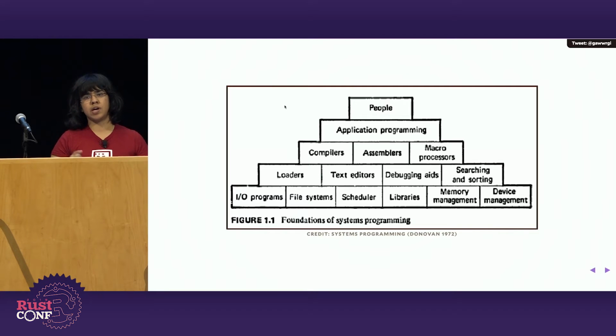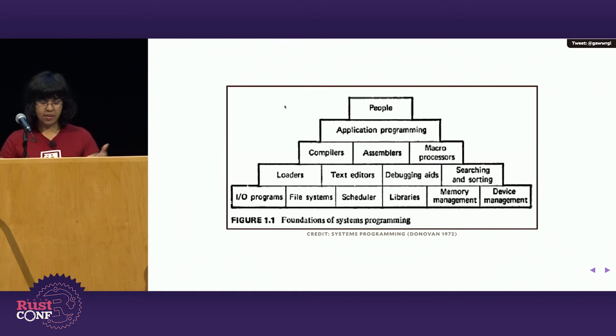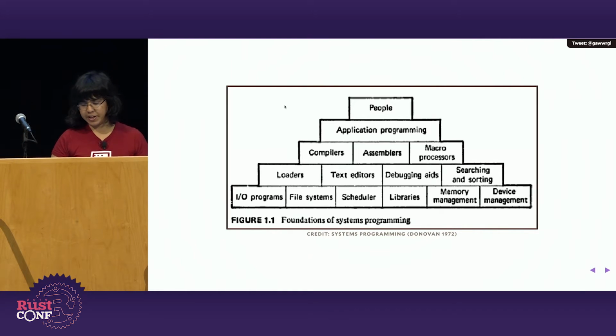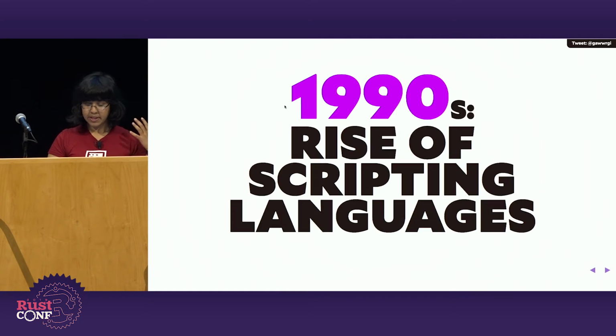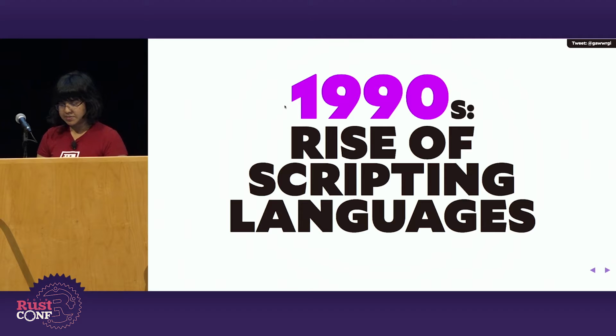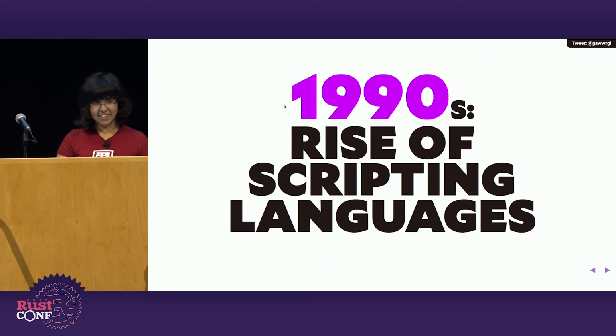And then in the 70s and 80s, most researchers saw systems programming languages in contrast with assembly programming. There were simply no good tools to build systems. However, in the mid-90s, it was the rise of dynamically typed scripting languages.